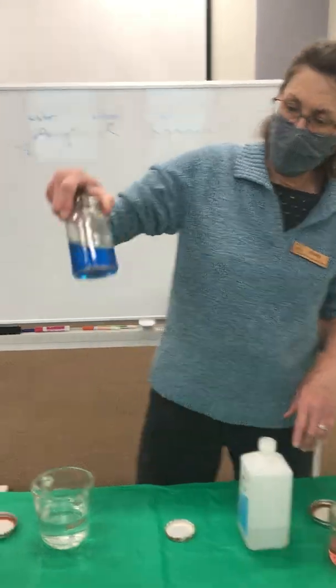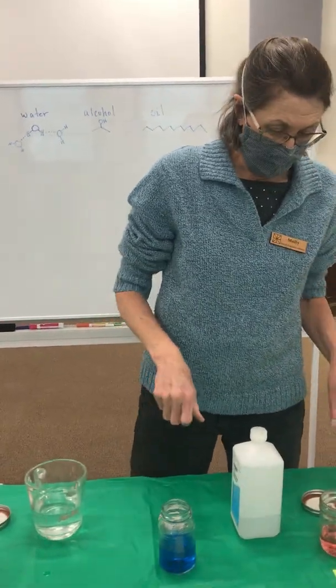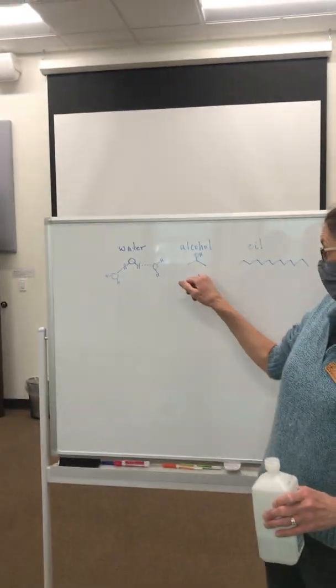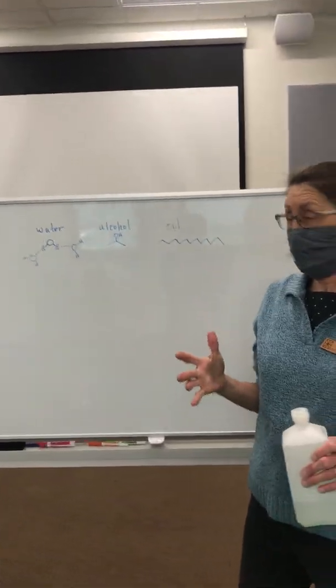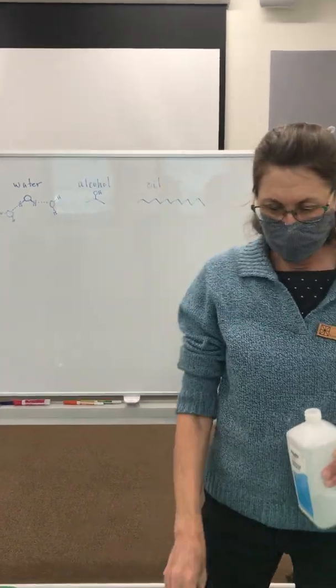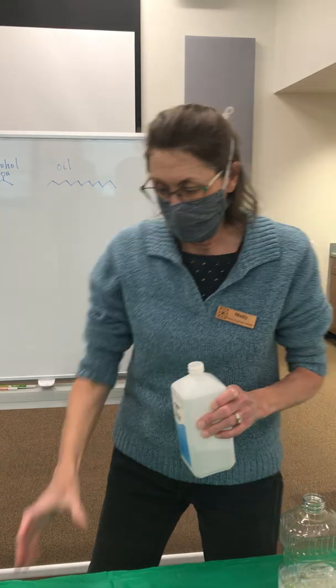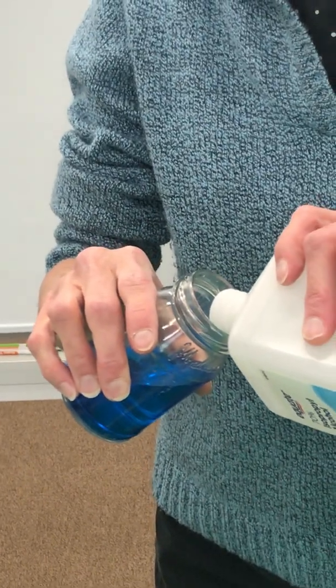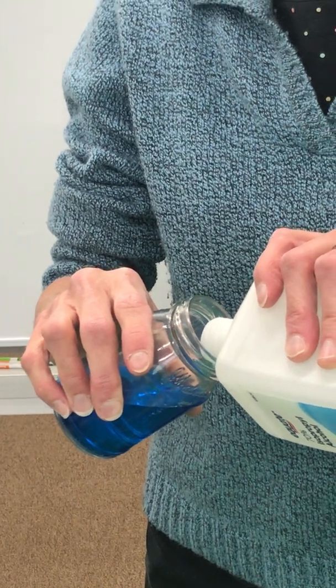So I've got some more water with food coloring in. And now we're going to add alcohol. Now we know that both alcohol and water have some polarity because of that oxygen atom. But the question now is, what are they going to do when we mix them together? So let's see here. Try to do this carefully.